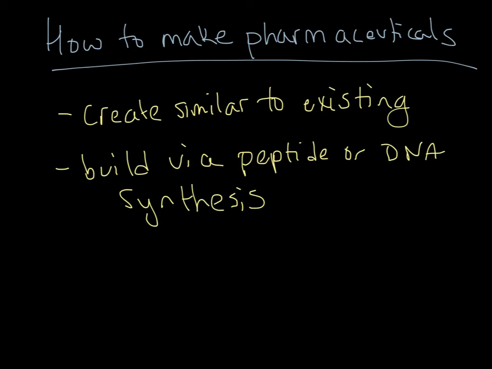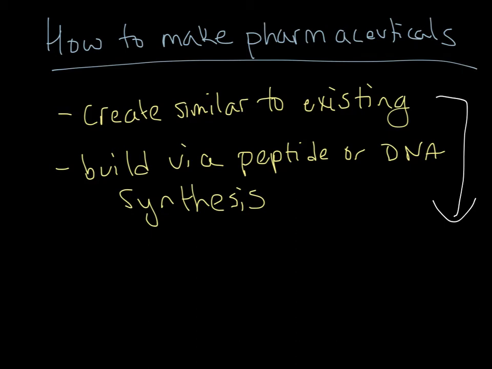So next on, we're going to move on to how to make pharmaceuticals. Last week we talked about how a lot of these things are sourced from the rainforest, but not everything does. And sometimes you'll find something in the rainforest, and you'll actually want to make it similar to the existing. So these are two ways to make pharmaceuticals.